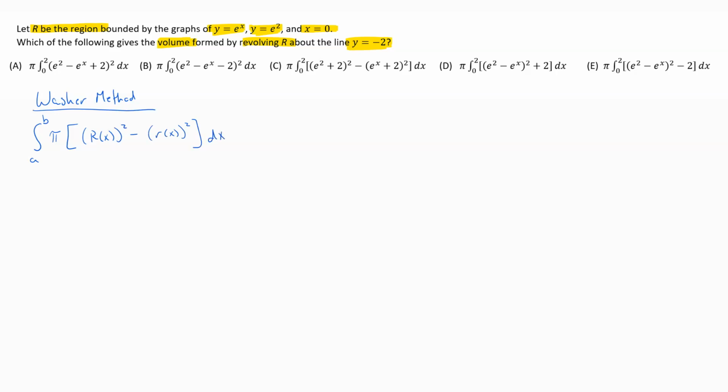So what we need to figure out is what our outer radius equation is going to be and what our inner radius equation is going to be. We'll start by giving ourselves a graph to work from based upon the region that they told us. Luckily for us, this is a calculator required section, so we can use our calculator to give us a leg up on what this graph would look like.